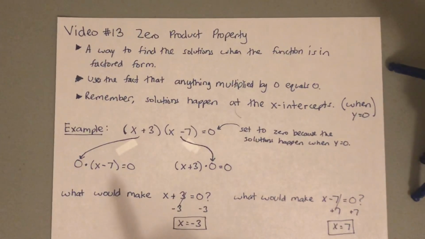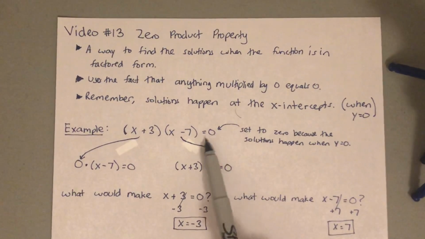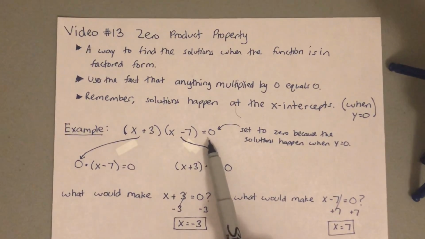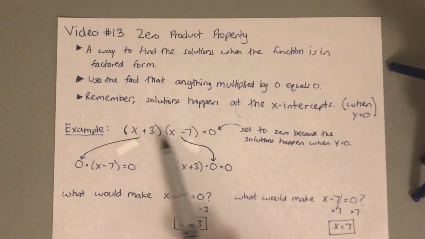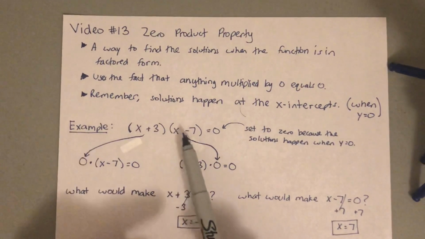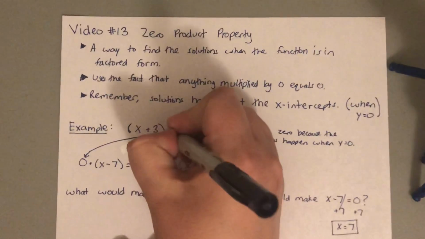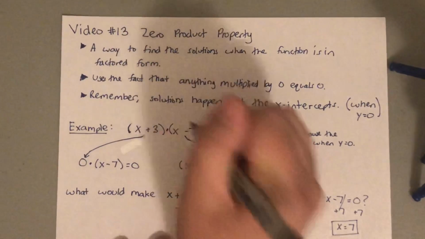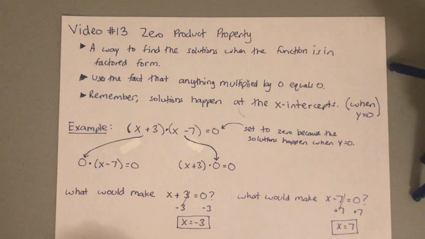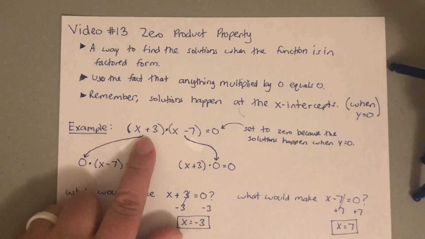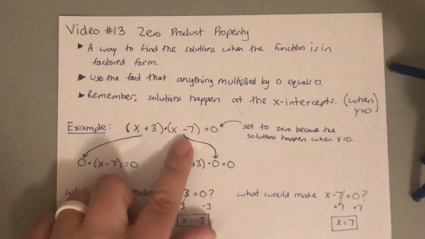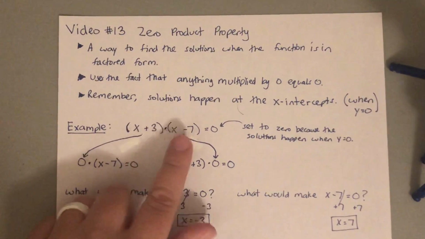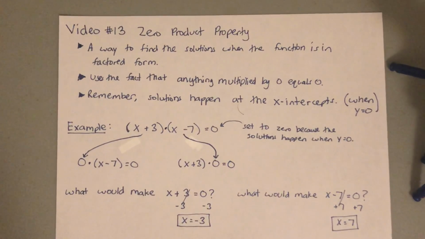So whenever you're finding the solutions to a quadratic function, the first thing you want to do is set it equal to 0. Then we're going to use the zero product property. Now we know that anything times 0 equals 0. We have two things multiplying each other right here: x plus 3 and x minus 7. If you want, you can put a little dot in between them to show that they're multiplying. So that means that if this is 0, or if this is 0, the whole thing would equal 0, because this times 0 would equal 0, or 0 times this equals 0, because anything times 0 is 0.